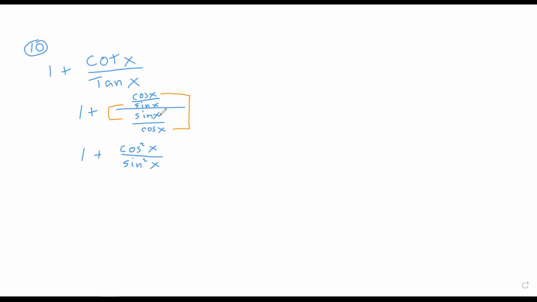So this is going to be cosine squared and sine squared. That's going to give us cosine squared divided by sine squared, and cosine divided by sine is cotangent. And 1 plus cotangent squared is cosecant squared.